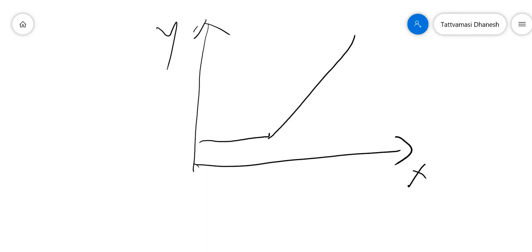See, in this area it's having a constant value. The value of x is changing, but the function f of x is not changing in this area. After that it is again varying. Both are linearly related, both are proportional. This is the ReLU function, rectified linear unit.